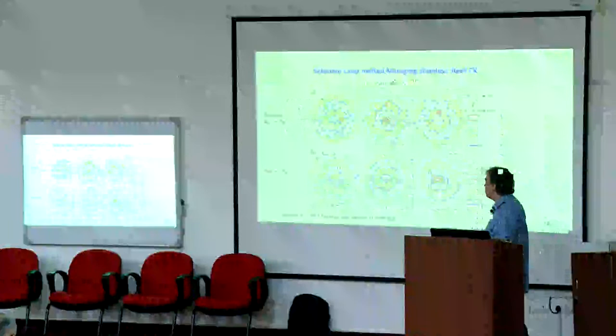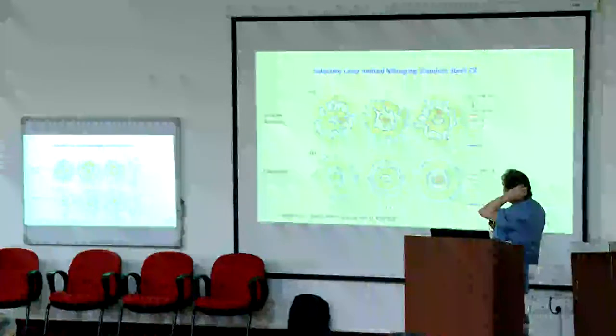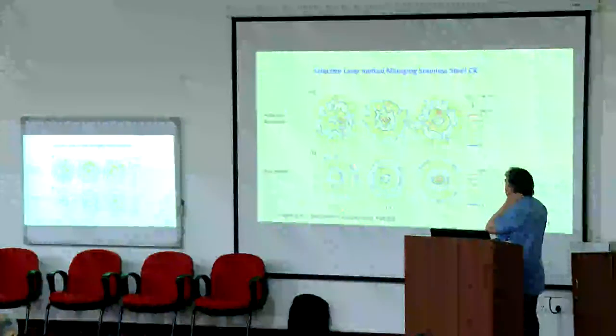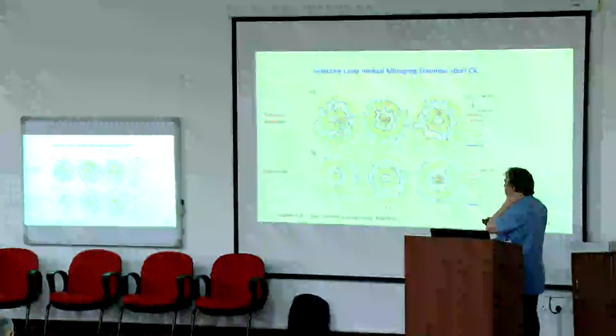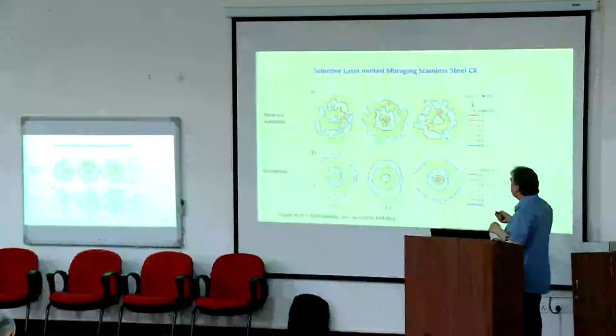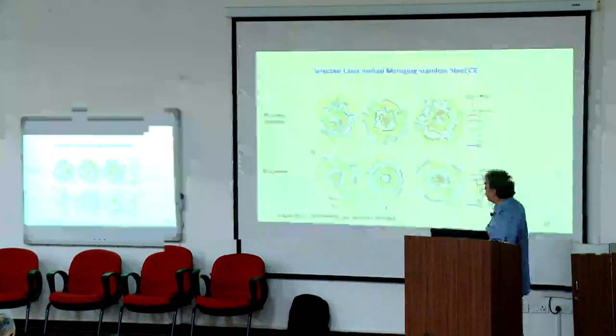Of course, these are pole figures. This was for selective laser melted maraging steels, which is a paper that we presented 2 years ago. And you can see these are the textures of retained austenite and martensite. One set are experimental observations and the other are models.